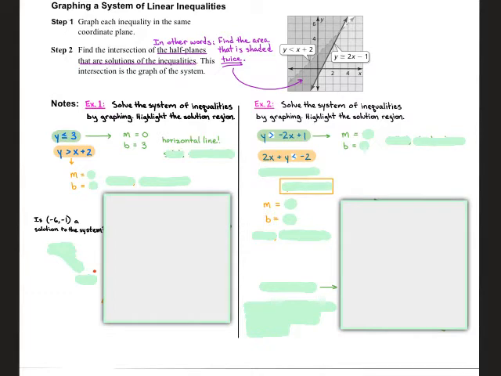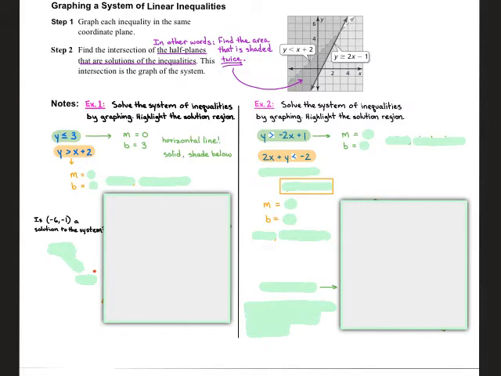So let's look at the sign we're using. Less than or equal to means we use a solid boundary line, and we're going to shade below that because it's saying in order to be a solution, the y-coordinate has to be less than or equal to 3. So it could be 3, it could be 2, 1, negative 48, negative a billion, whatever it is. Those are all solutions. So we're going to shade below that boundary line.